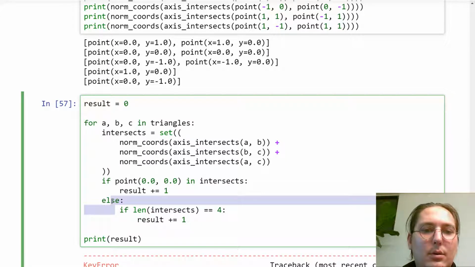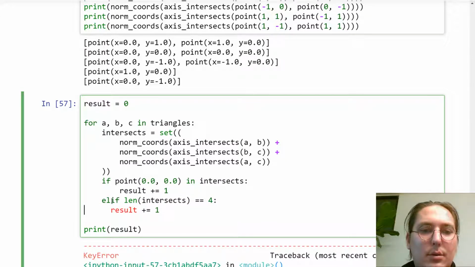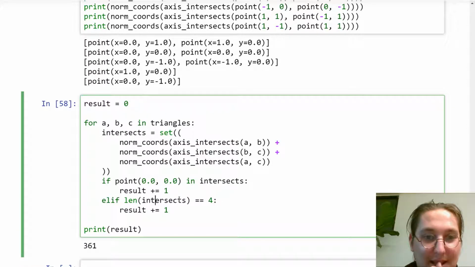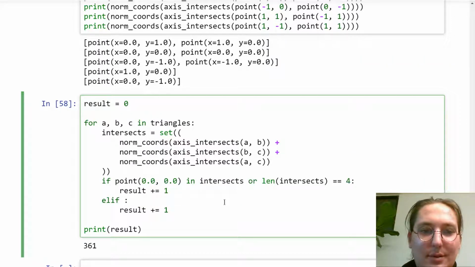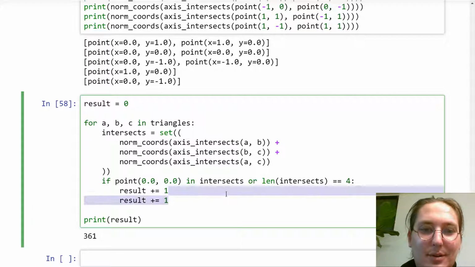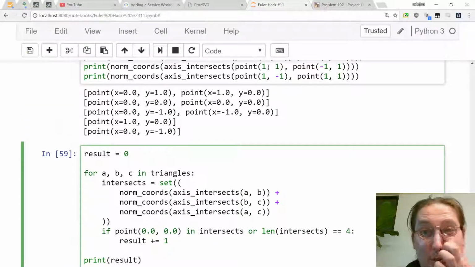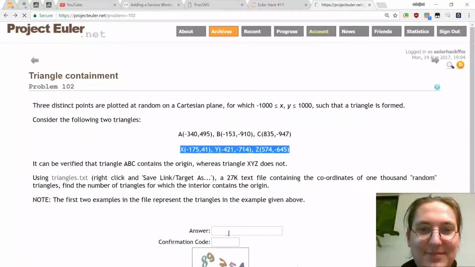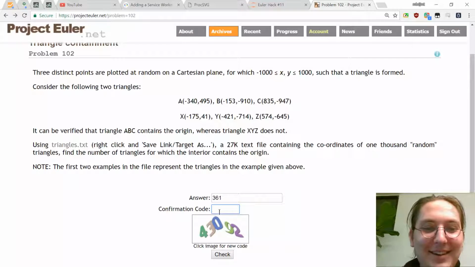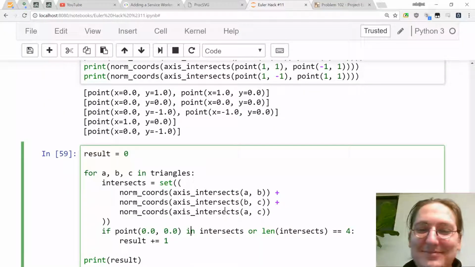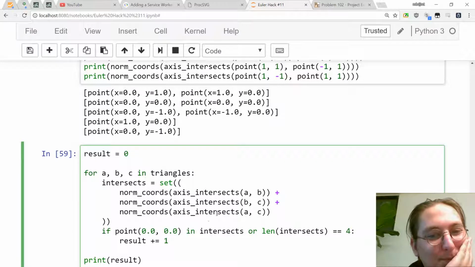Yeah. That's why I said or. Yeah, fair enough. Still the same. Good. Not completely insane yet. And we are wrong. Let's try not counting the zeros.